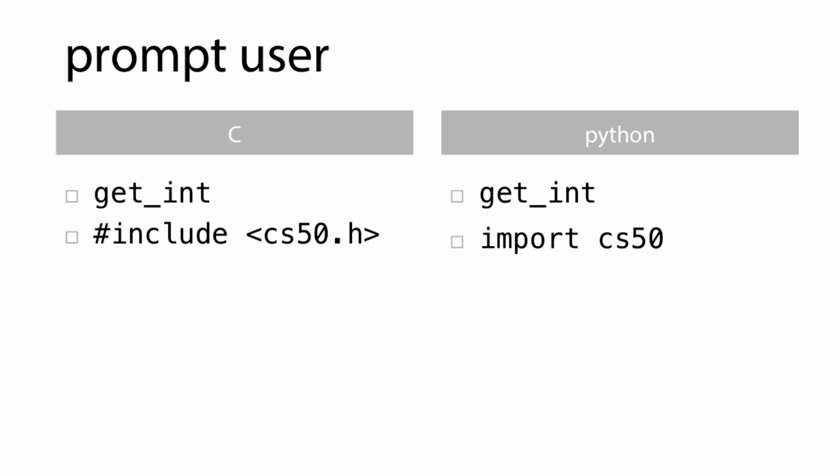To prompt the user in C, CS50 provided our own library in which we had the function getInt. So in order to use this getInt function, you had to #include the CS50 library. In Python, we also provide you with the CS50 module with the exact same function, getInt. But instead of #including it, we're going to import it. That's the equivalent in Python.